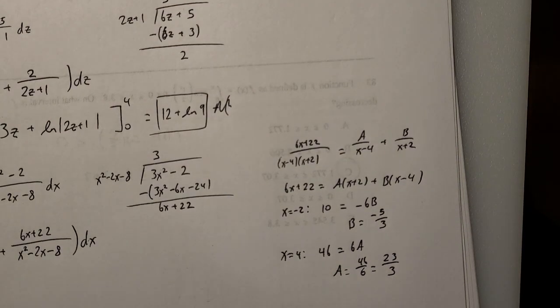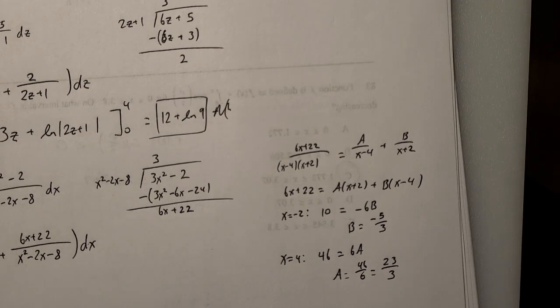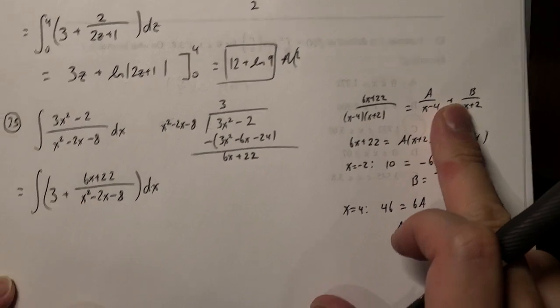Is this correct? I'm not sure. Let me quickly double check Wolfram Alpha to see if I'm on the right track. I made some math error somewhere. It's looking good to me. Okay, so we did our partial fraction decomposition.